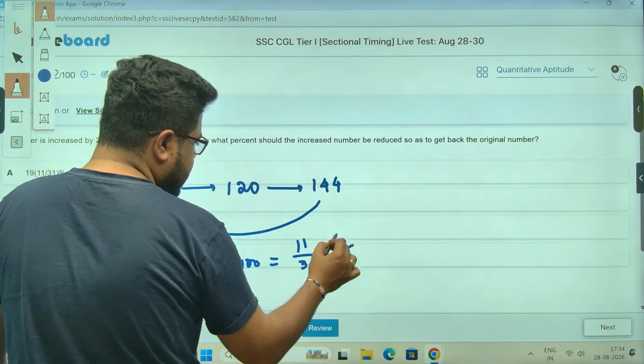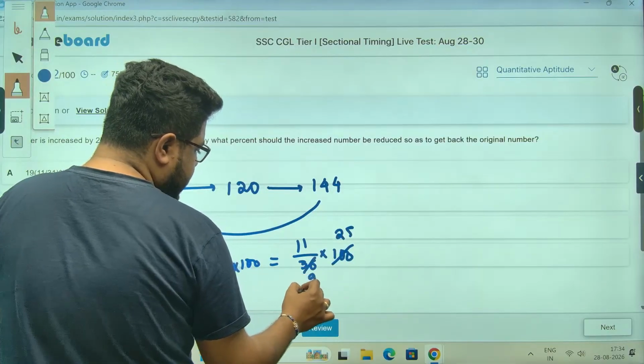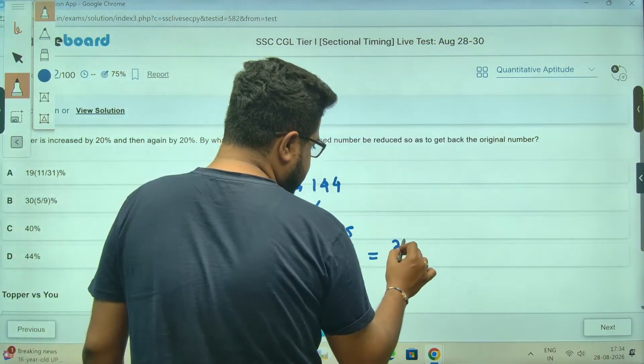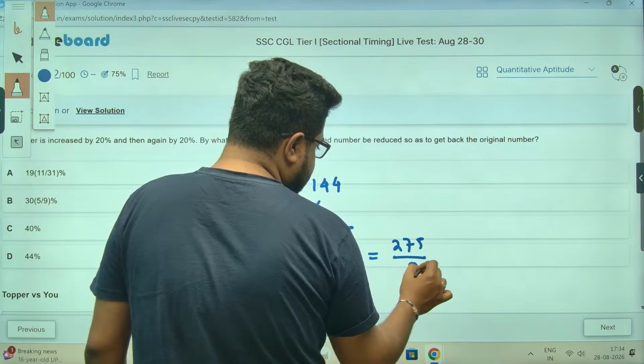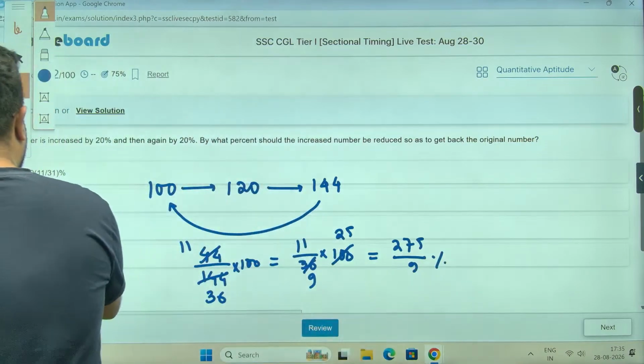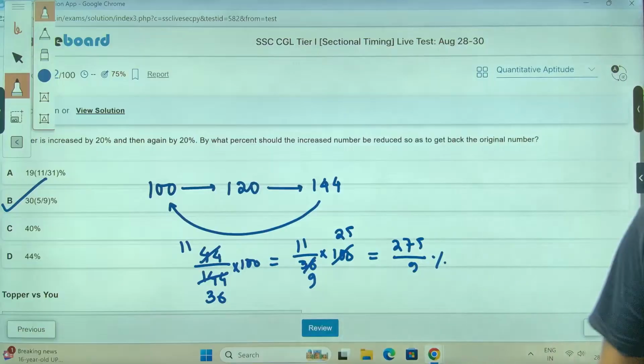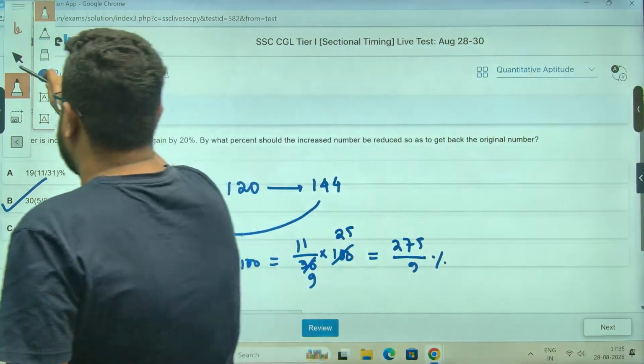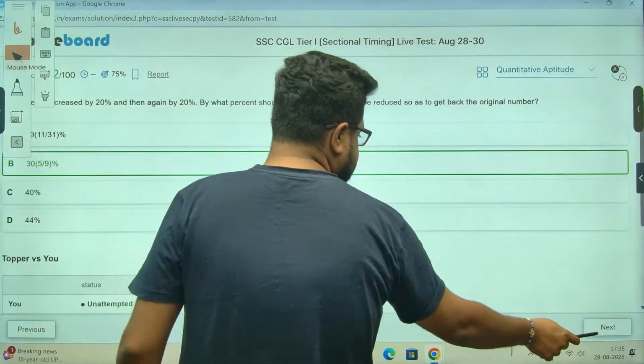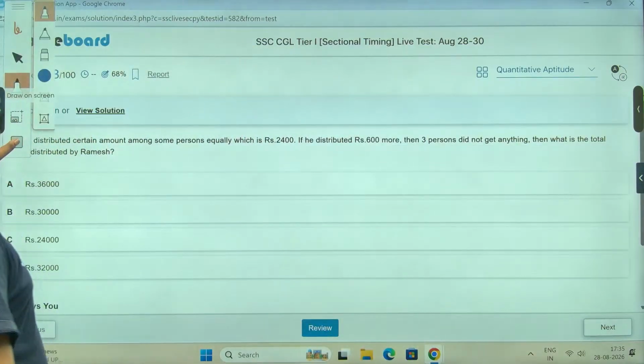Let's do another. 4 25s, 4 9s, 275 by 9. Just greater than 30%. Just greater. Option B is the answer. Just greater than 30%, which is option number B. Again, a very simple question.